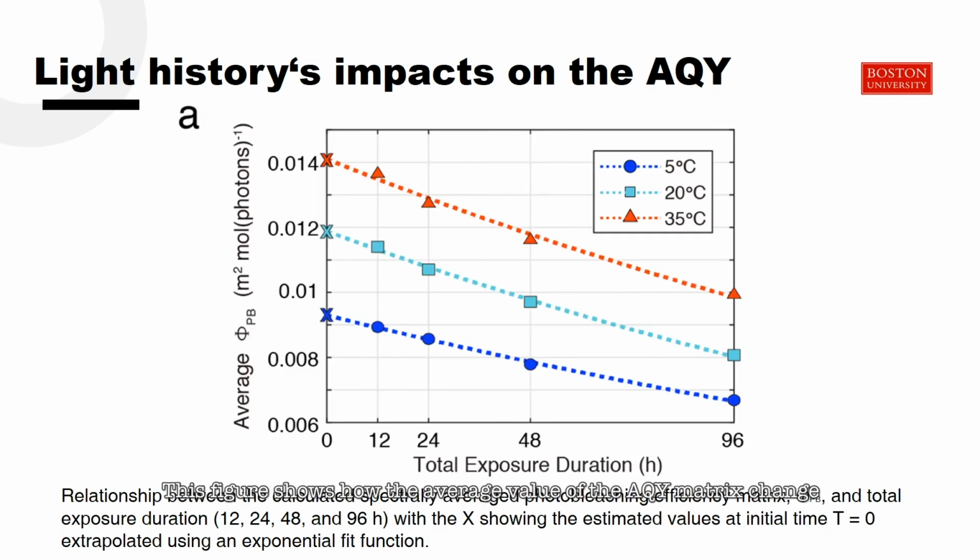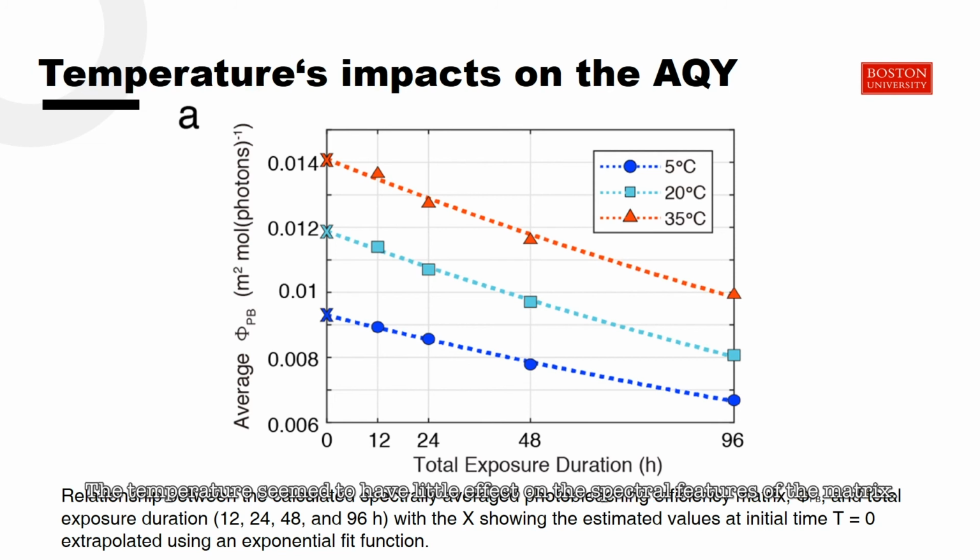This figure shows how the average value of the AQY matrix changes with experimental water temperature and the total photobleaching time. We can find that the photobleaching efficiency decreases with the total photobleaching time. This is easy to understand. The CDOM that is liable to photobleaching gets depleted first, and then the turn goes to semi-labile, semi-refractory, and so on.